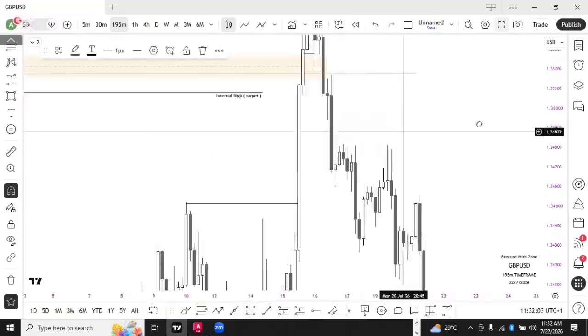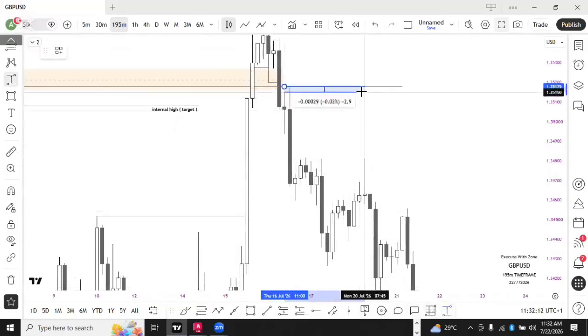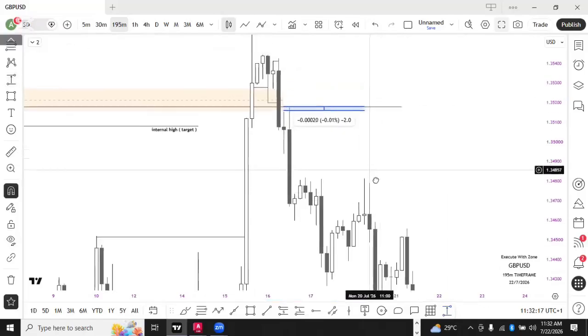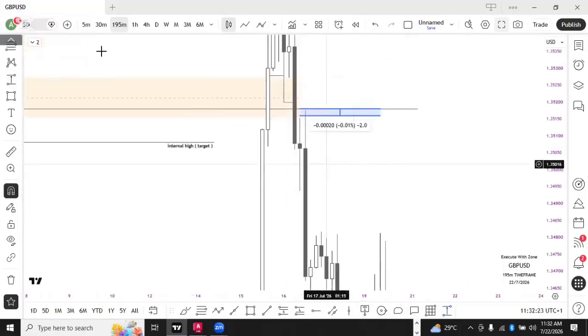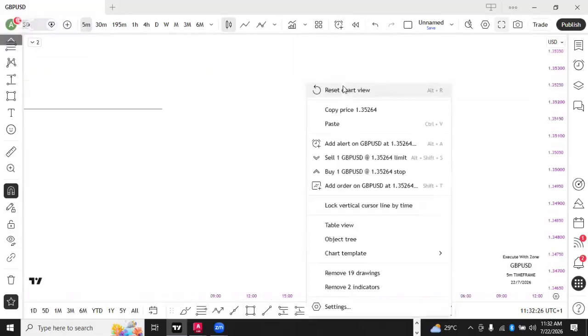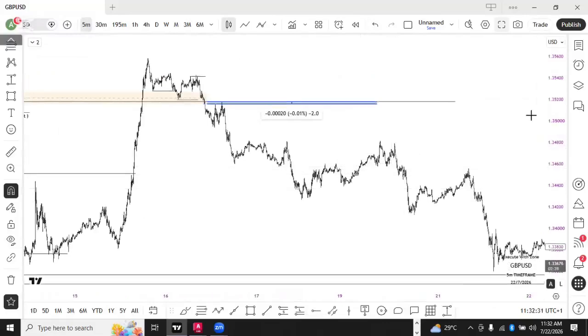If this is my entry, then 2 pips or 1 pip below, you can see 2 pips. Market did what? Tap in after taking it out. So after market taps in now, what did I want to do? 5 minutes. And what do you want to do on 5 minutes? You want to look for your what? Confirmation. That's just simply how I trade.